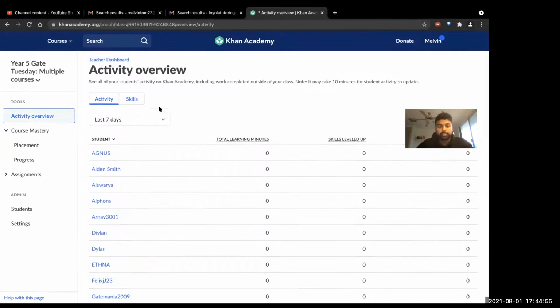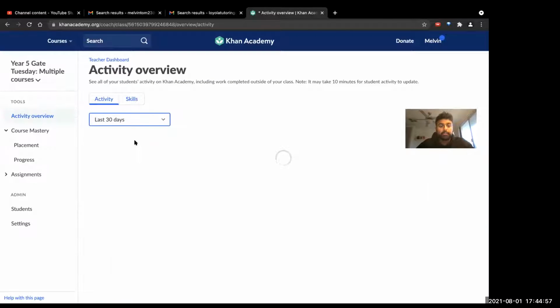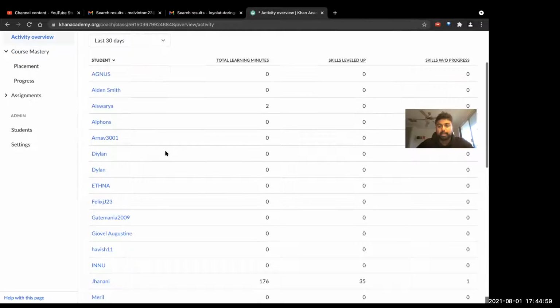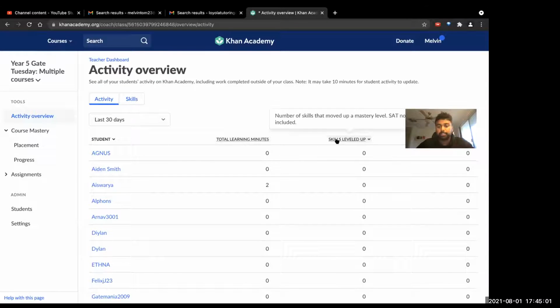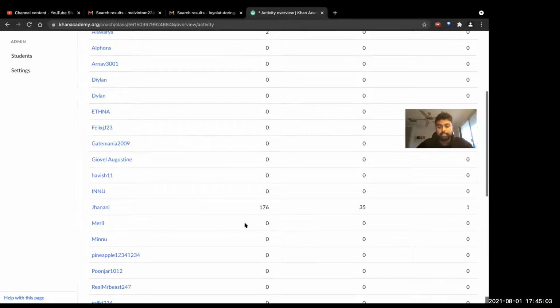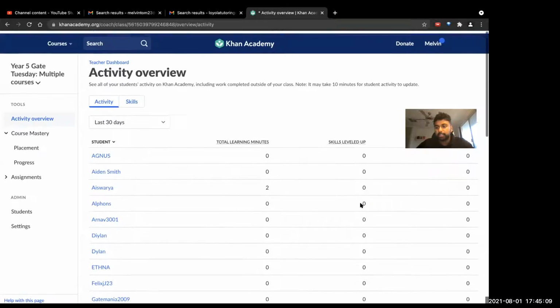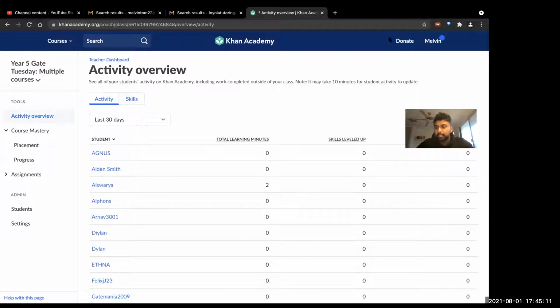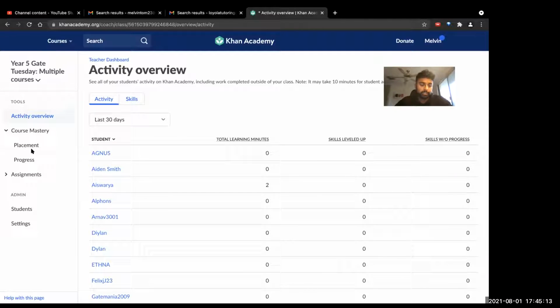Makes sense because they don't do gate anymore. But if you make a parent account, your parents can see how much learning time you're doing, how many skills you leveled up, and things like that. So Janani has been studying a lot. She's done 176 minutes, leveled up 35 points, and her skills without progress is 1. That's pretty good.